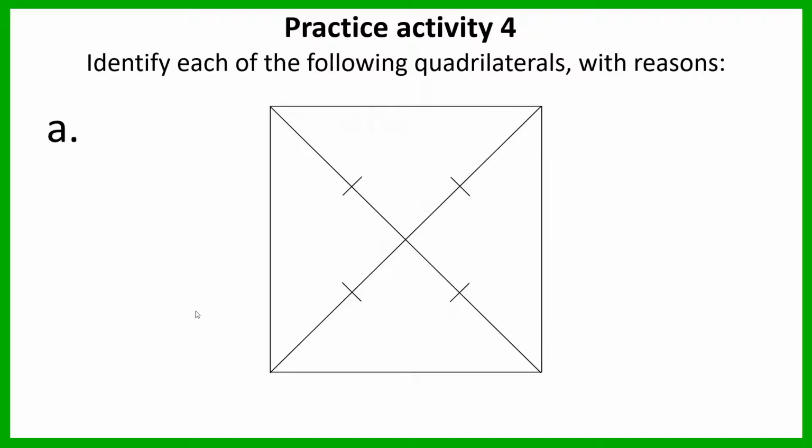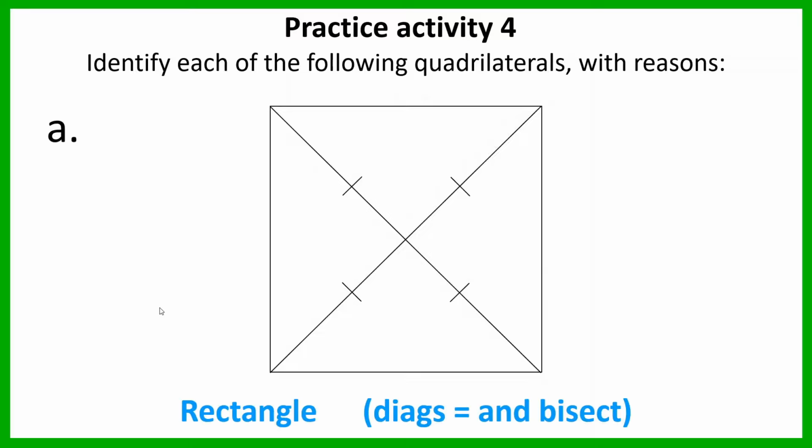Okay, so you should have found that this quadrilateral is a rectangle. Be careful, it's not a square, or at least it could be a square, but we don't know enough to say that it's a square. Based on what we can see, the information we've been given, it is a rectangle. The reason we can say that is because the diagonals are equal to each other and they bisect each other. So diagonals are equal and bisect.